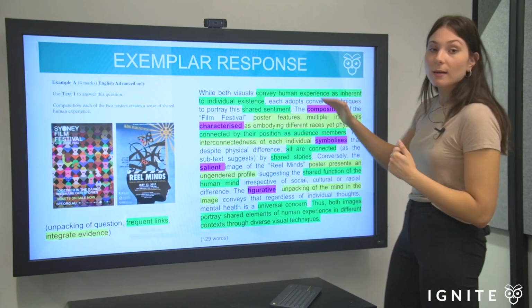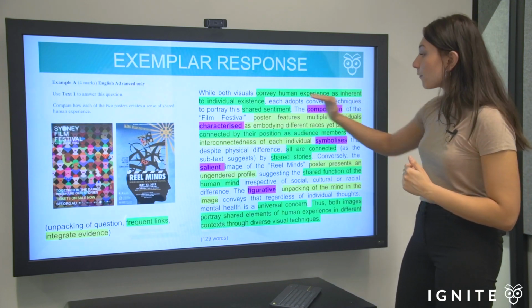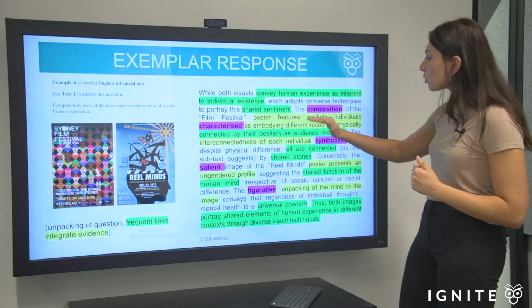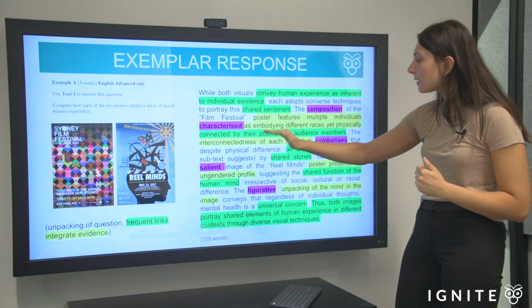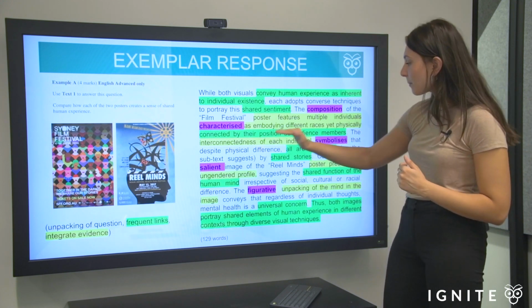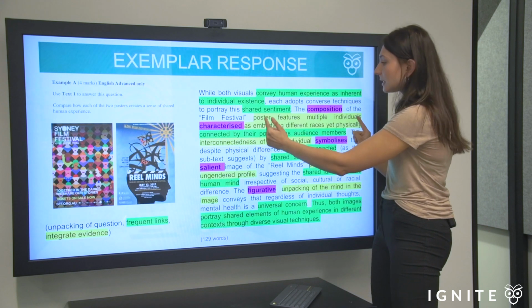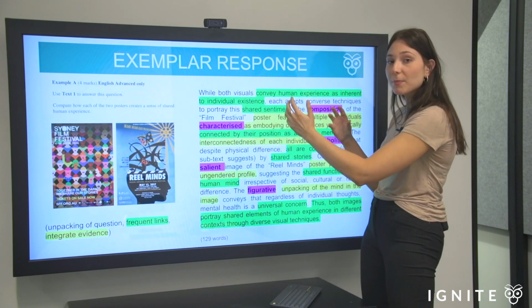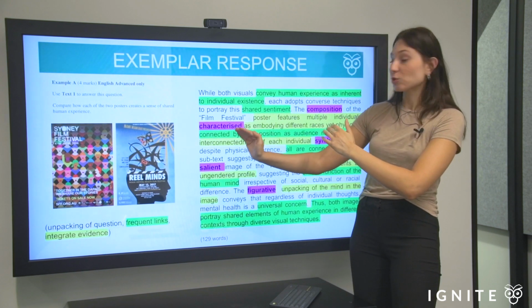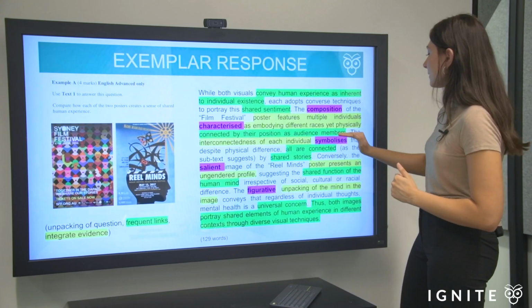And then I start analyzing my first visual. The composition, my technique, of the film festival poster features multiple individuals characterized as embodying different races yet physically connected by their position as audience members. So notice how pinpointing the evidence here in yellow, I've described the evidence while bringing in my actual technique. And I've linked to the question at the end of my analysis there.